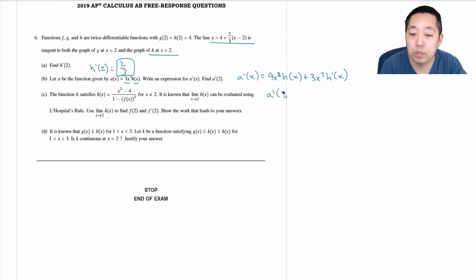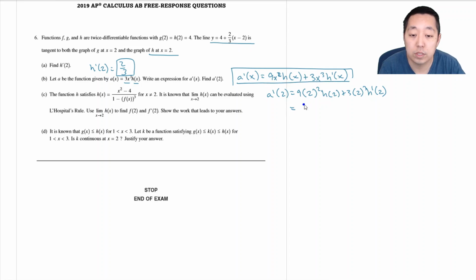And so a prime of 2 is equal to 9 times 2 squared times h of 2 plus 3 times 2 cubed h prime of 2. So this is the answer for that. And then 9 times 4 is 36, h of 2 is 4, so 36 times 4, plus 24 h prime of 2, 24 times 2/3. And that's 144 plus 16, 160.